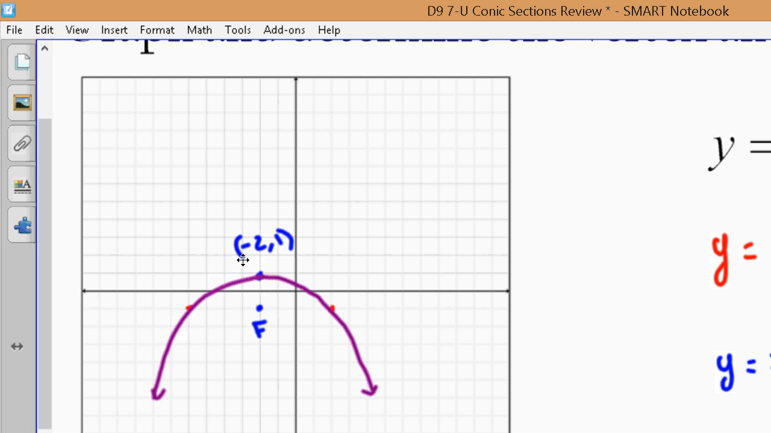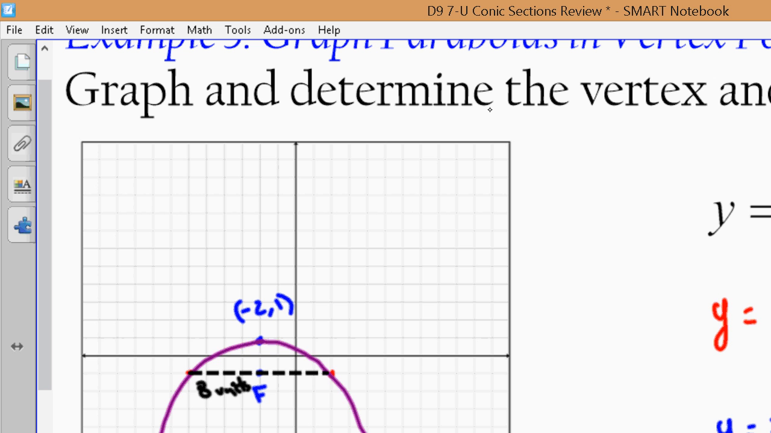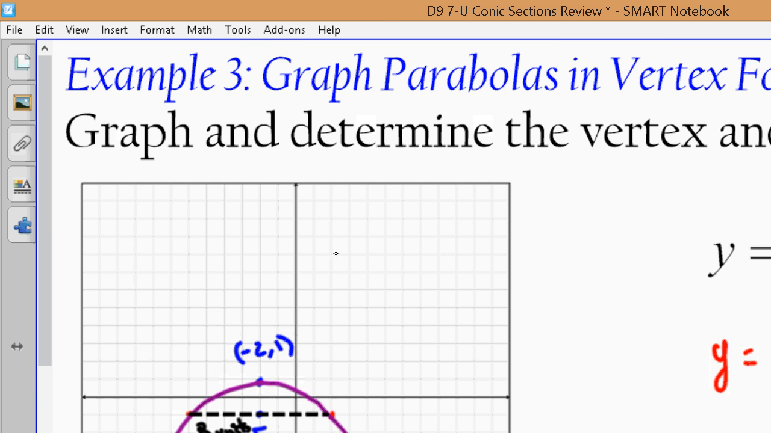That's my graph. And this, from here to here, is 8 units long. That was 8 units. That's my latus rectum. So now we've found the vertex and the latus rectum, just like it said. And now you have some to try.